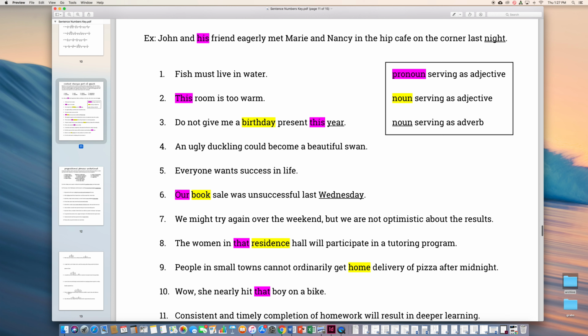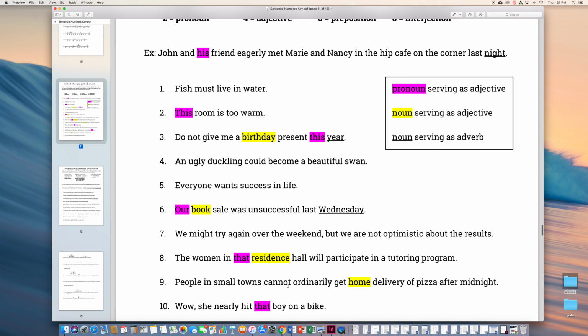We also have, very frequently, a noun that is serving as an adjective. Of course birthday is a noun, but in this sentence it's an adjective because it's modifying this birthday present, right? So what kind of present? A birthday present. And I've highlighted in yellow examples of that here in this sheet.